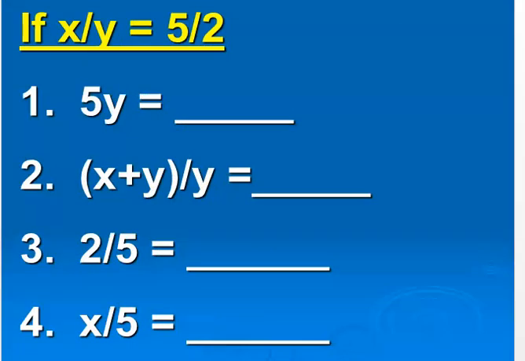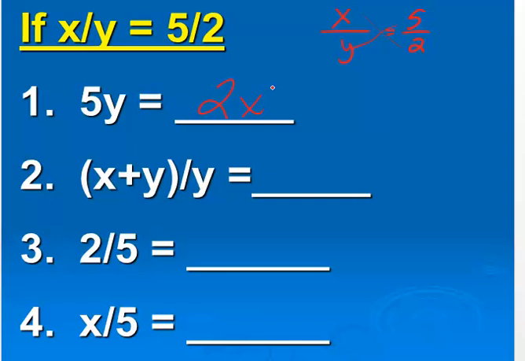If we have x over y equals 5 over 2, and it may help you as we take these notes to make sure you have these written as fractions so that you can easily see them. Number 1, 5y is equal to blank. Looking at our proportion, 5y would be the means multiplied. That would be equal to the product of the extremes. So that would equal 2x.